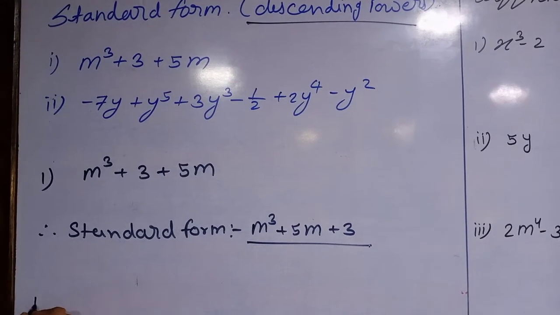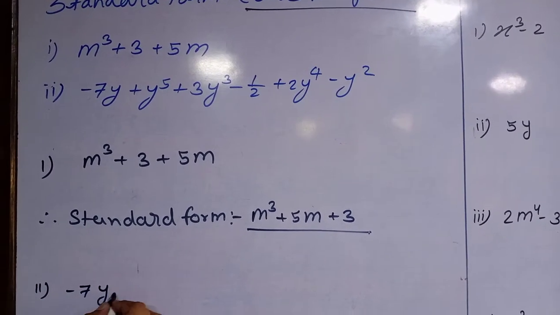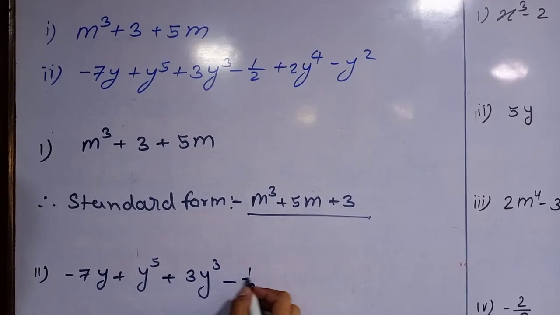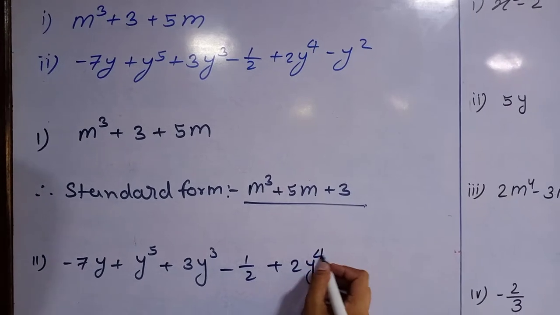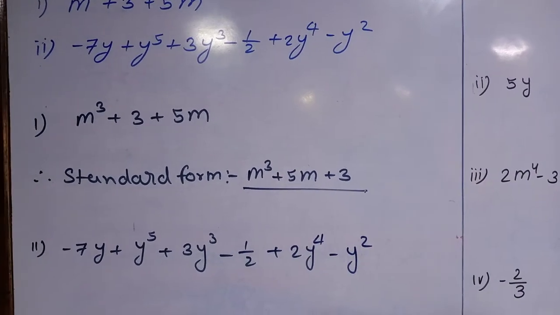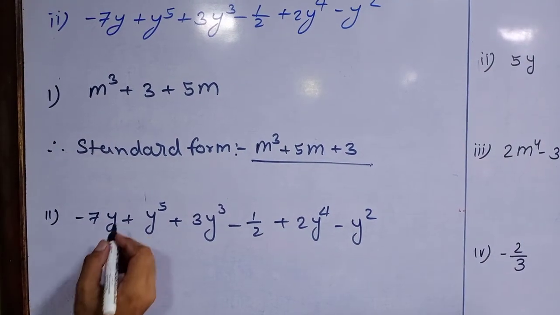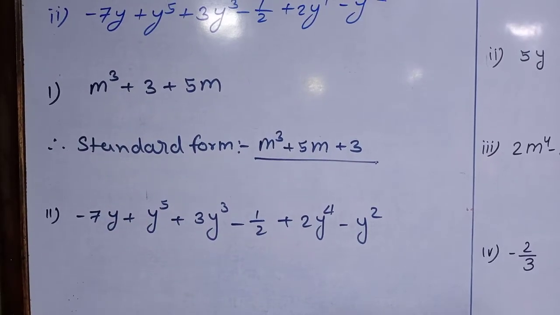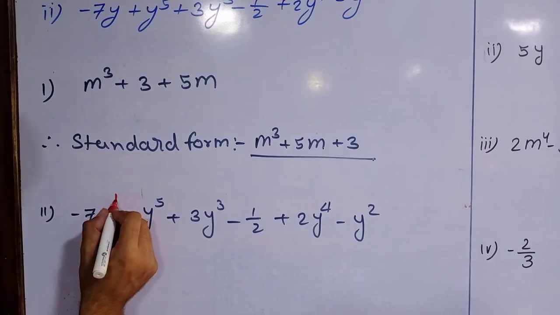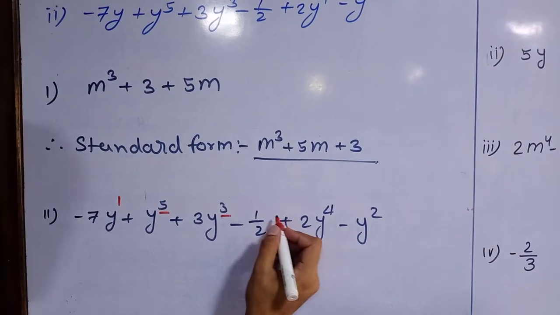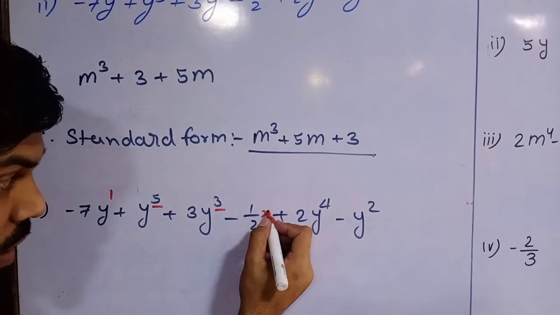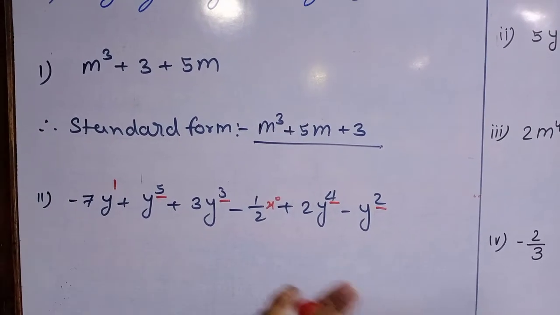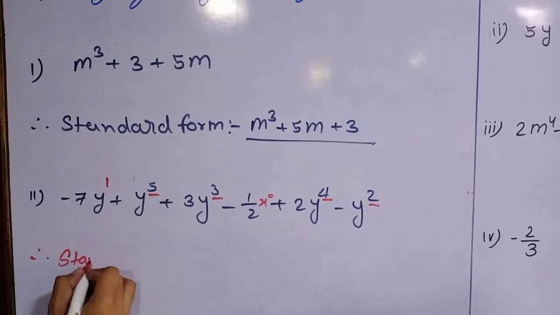The second one is given: minus 7y plus y raised to 5 plus 3y cube minus 1 upon 2 plus 2y raised to 4 minus y raised to 2. So you can see here the powers of the variable are 1, 5, 3, there is nothing, means we can say there is y raised to 0, and here 4, 2. So we are going to write in the descending form, so therefore standard form.